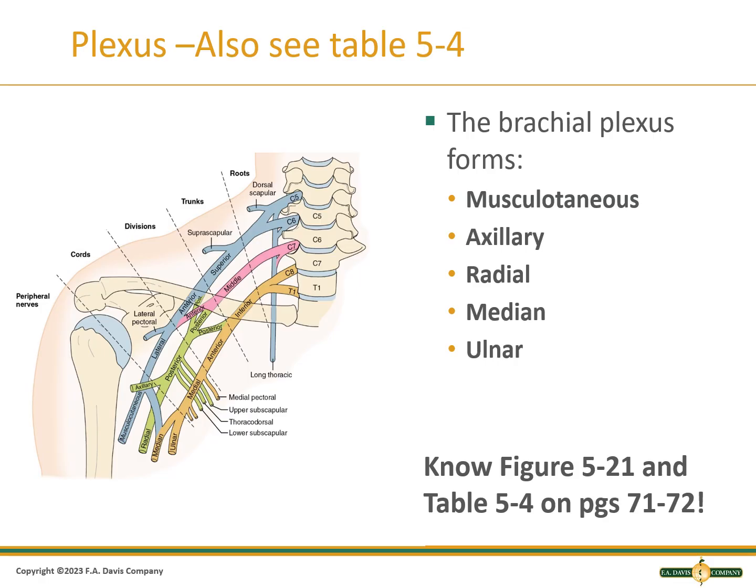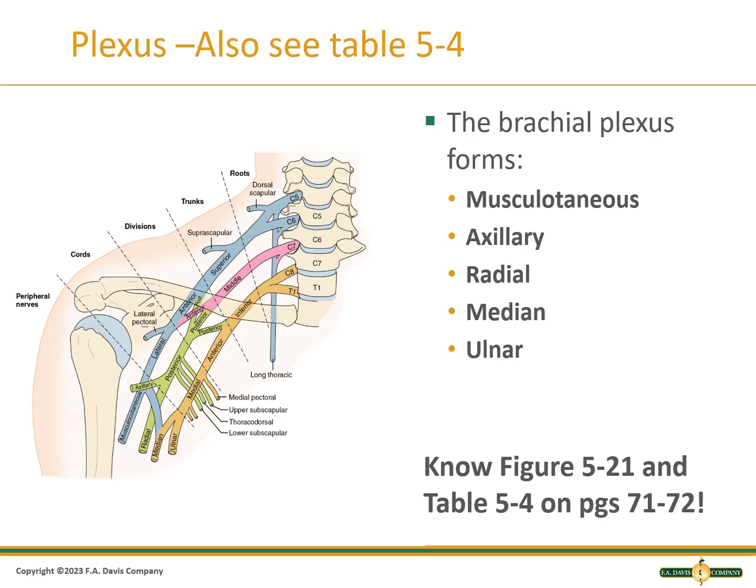The radial nerve innervates the extensors of the upper extremity, like the triceps and the wrist and finger extensors. The median nerve innervates the pronators and then the thenar eminence, and then the radial wrist flexors. So on the radial side of the wrist, the median nerve is responsible for the wrist flexors there. And then the ulnar nerve innervates the hypothenar eminence and the ulnar wrist flexors.